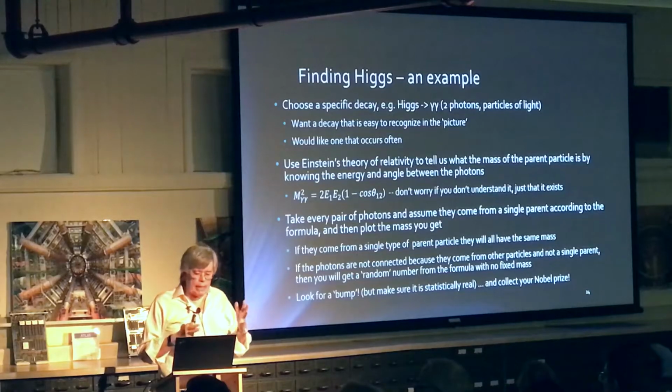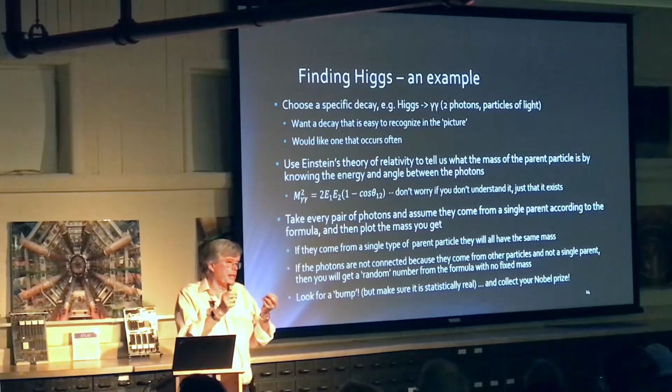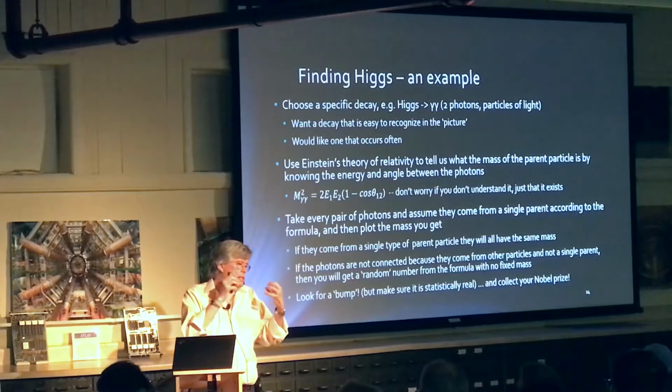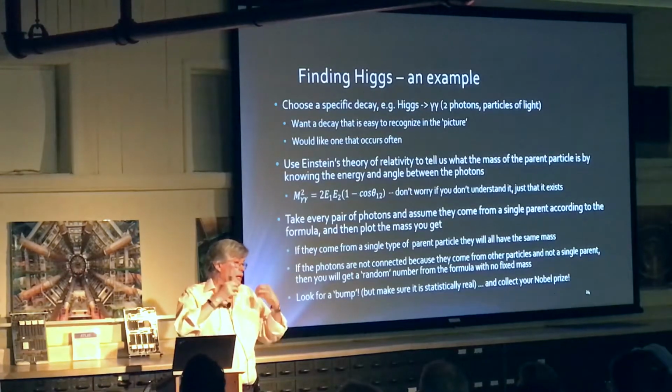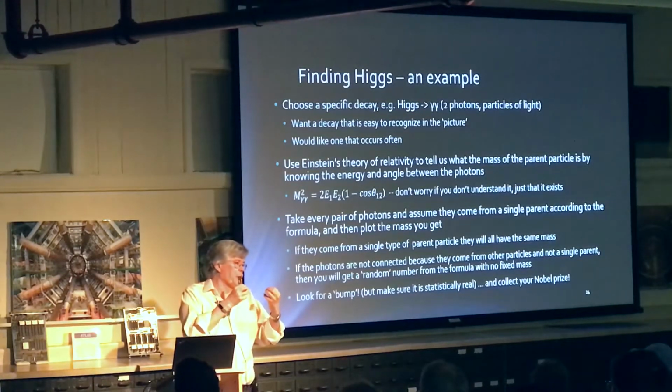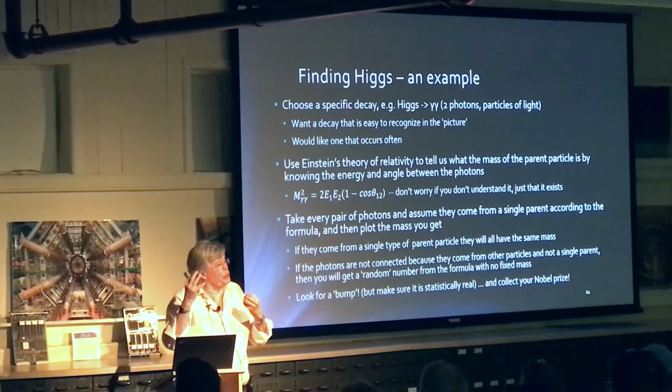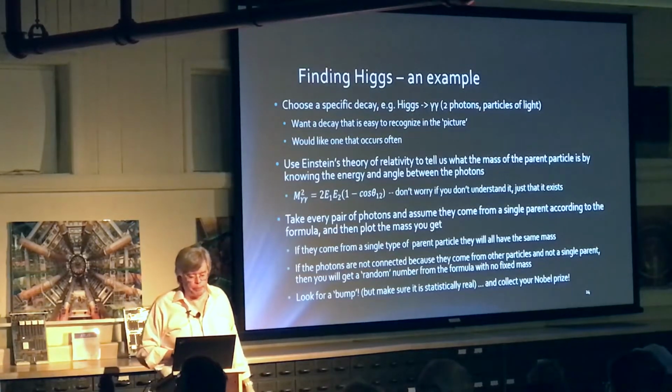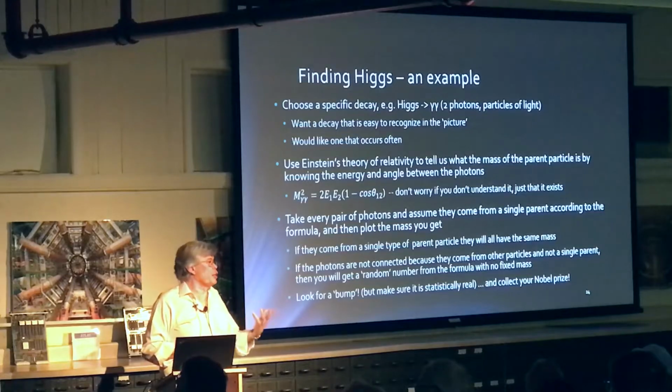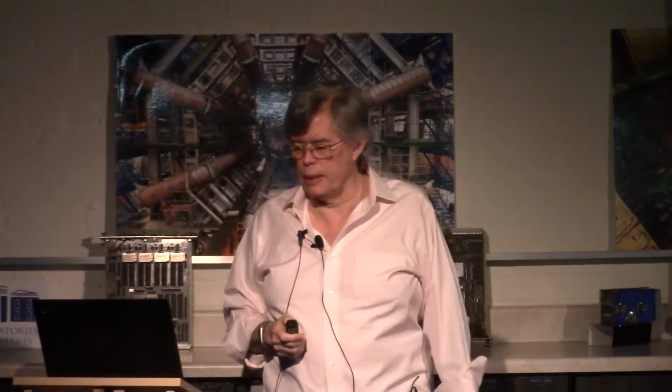So we want something that's easy to recognize, because you can think of our detector as a digital camera, taking these electronic pictures, lots of pictures, so you want to be able to pick out the picture that represents what you think is a Higgs boson. And you'd like one that occurs often. If it's very rare, then you might miss that picture and you'd never see it.